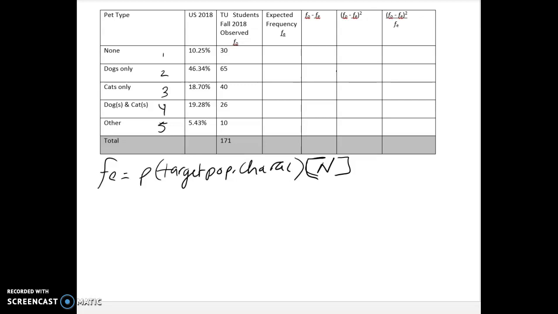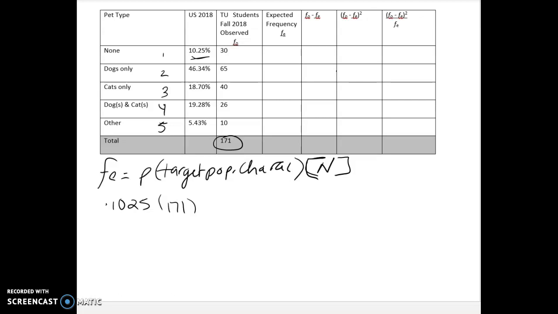So what we're going to do is convert these percentages into proportions, and we're going to multiply them by n, which is the sample size of TU students, and that will then give us the expected frequency for each of the categories. We want to know what is the expected frequency if TU students did in fact match the same proportion of pets as the US population, then what proportion of students would we expect to have no pets? So we're going to take that percentage, convert it to a proportion, 0.1025, and multiply it by 171, which is the n.